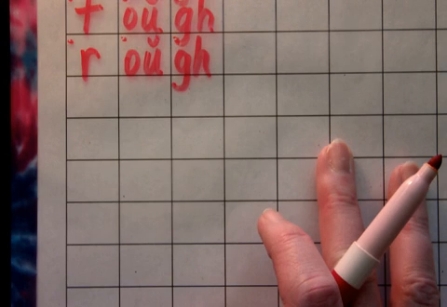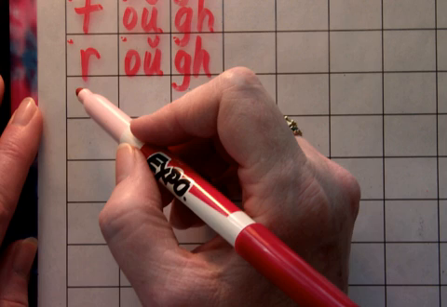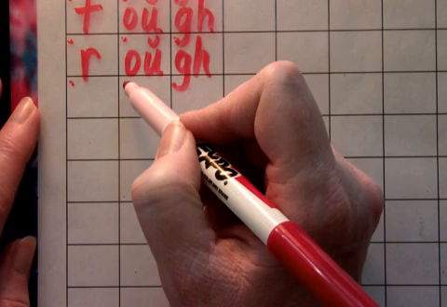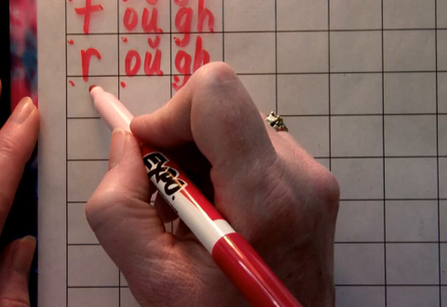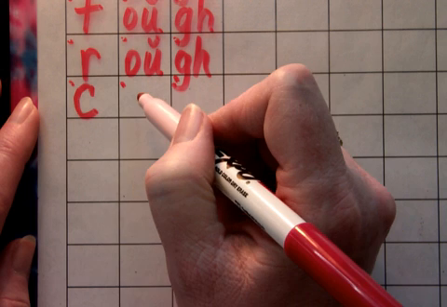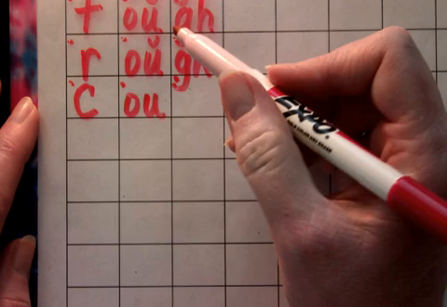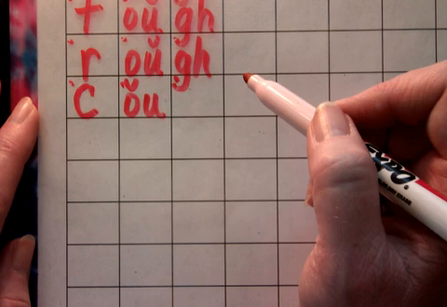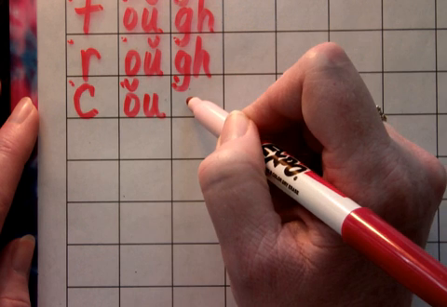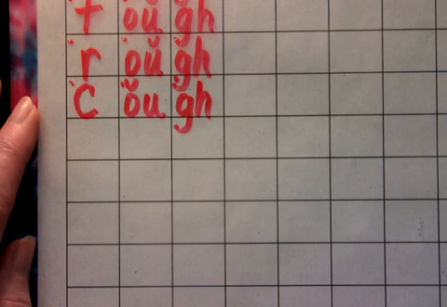Let's get this up again. The next word is going to be cough. I cough when I'm sick. K, aw, f. K is spelled with a C. Aw is spelled with an OU vowel team. Aw is a short O sound. And then f is the GH, representing the f. Cough.